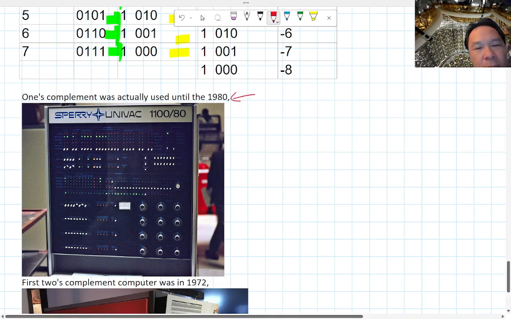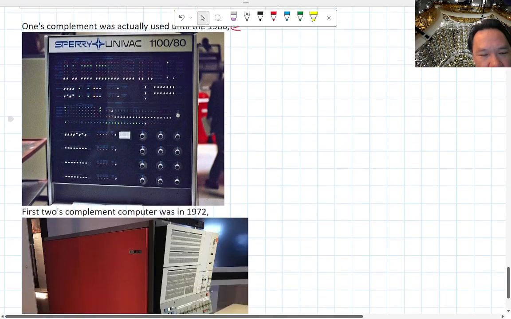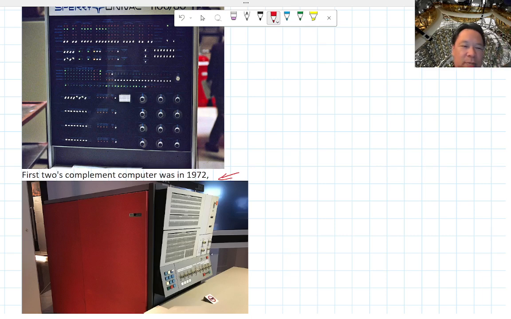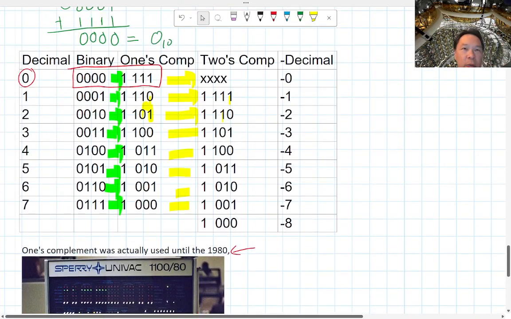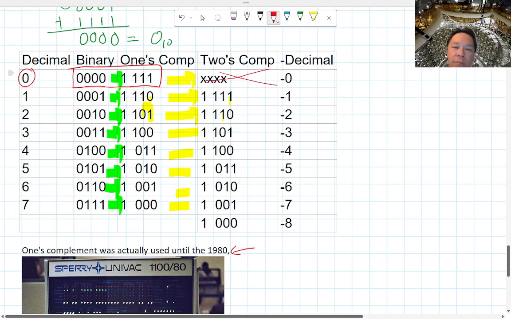This was actually used until 1980. The UNIVAC 1180 is the last machine that used 1's complement, and these are probably in museums now. The 2's complement was first introduced in 1972, which, at least to me, is very recent. Maybe for you guys it's like the ancient age. These are still vacuum tube computers. The reason we use the 2's complement as opposed to the 1's complement is that we don't want to deal with having 2 different zeros. By doing the 2's complement, you get rid of any possibility of getting a -0.